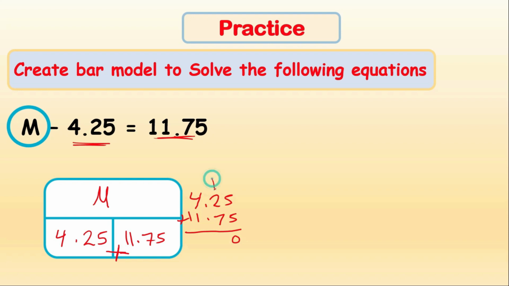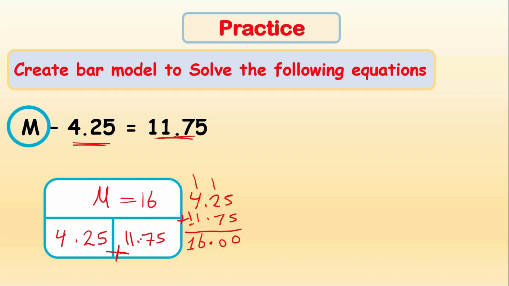0 and carry 1. 1 plus 2 is 3, 3 plus 7 is 10. 0 and carry 1. Don't forget to drop the decimal point. Then 1 plus 4 plus 1 equals 6, and then drop 1. So the value equals 16 and nothing, which means 16. So the value of m equals 16.